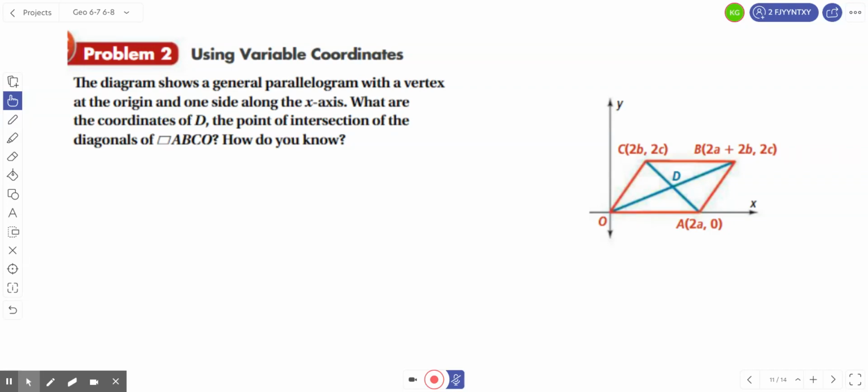Okay, so here we've got an interesting problem. We have a diagram here, and it shows a general parallelogram. So this is a parallelogram, and these are what the coordinates would be in a general form. Meaning you could fill in any values for these variables, and it would always make a parallelogram.